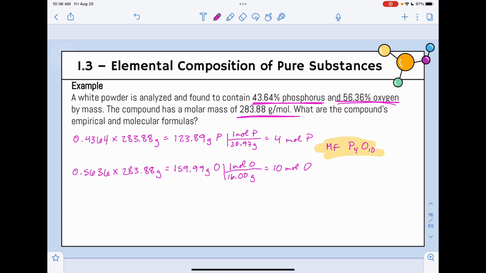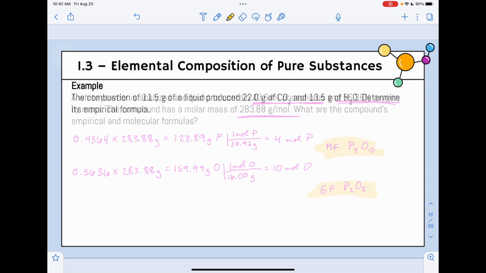And then if I wanted to reduce that for my empirical formula, I would reduce that to the lowest whole number ratios. So I could divide each of them by 2. So that would get me P2O5 as my empirical formula. So same starting set of data, 2 different routes that you can take. It's entirely up to you because you should get the same answer both times.